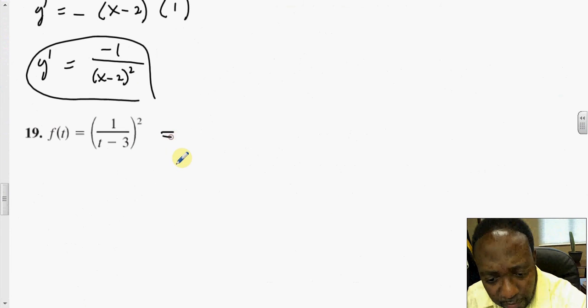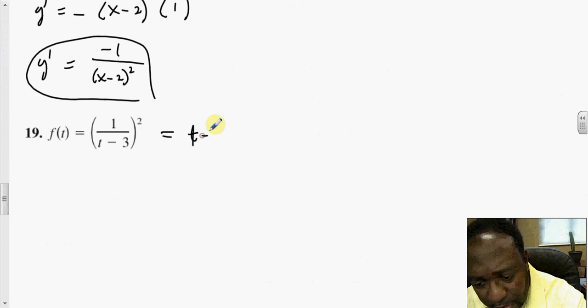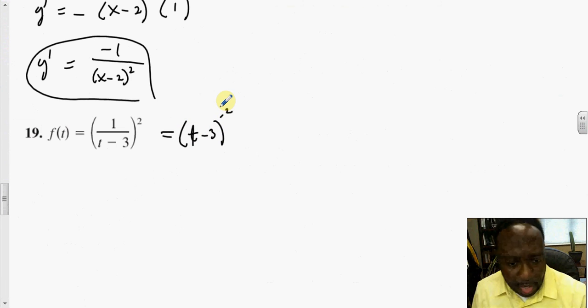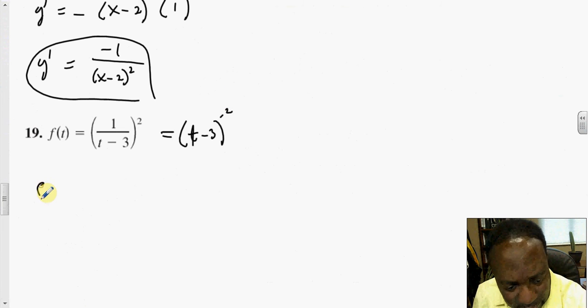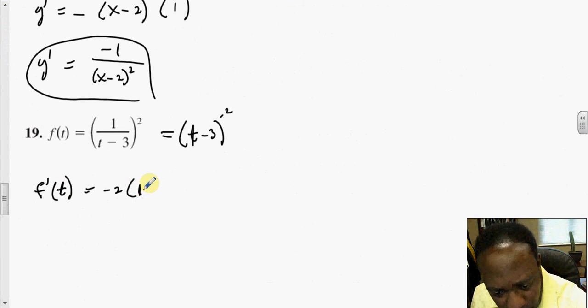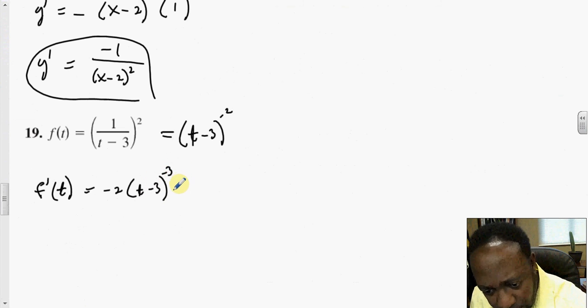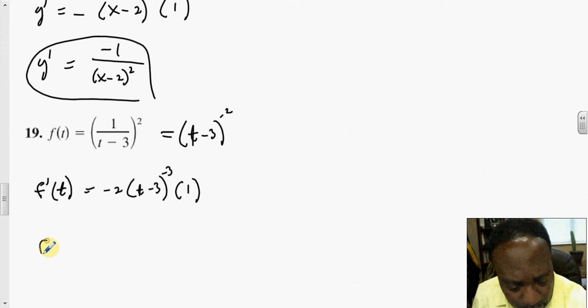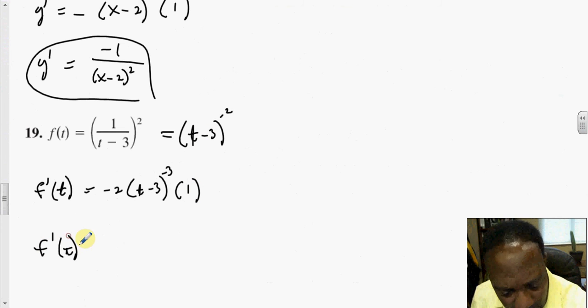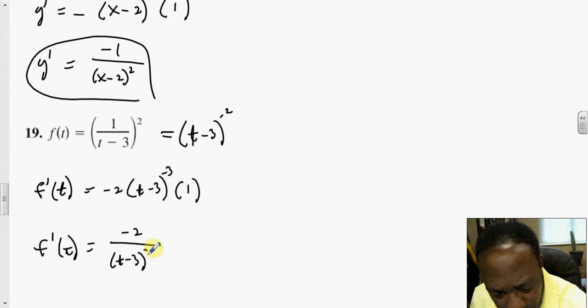Now you can simplify this and make it easy on yourself. This is t minus 3 to the negative second power, right? So if that's the case, f prime of t is equal to negative 2 times t minus 3 to the negative 2 minus 1, negative 3, times the derivative of t minus 3, which is just 1. And so f prime of t is equal to negative 2 all over t minus 3 to the third power.